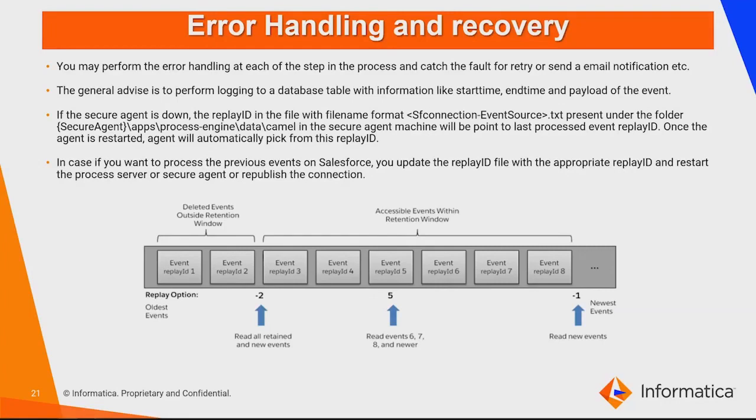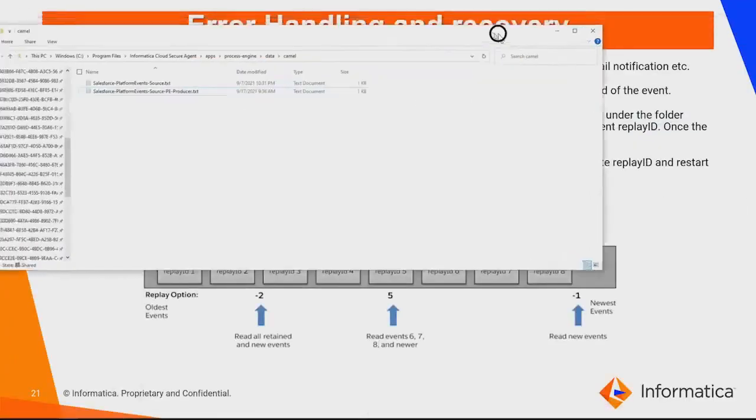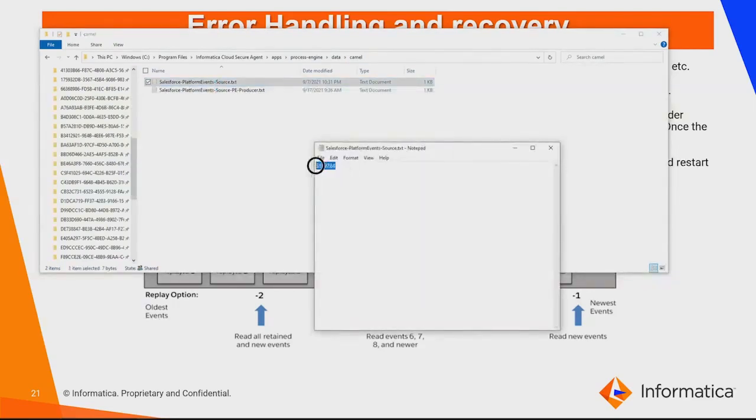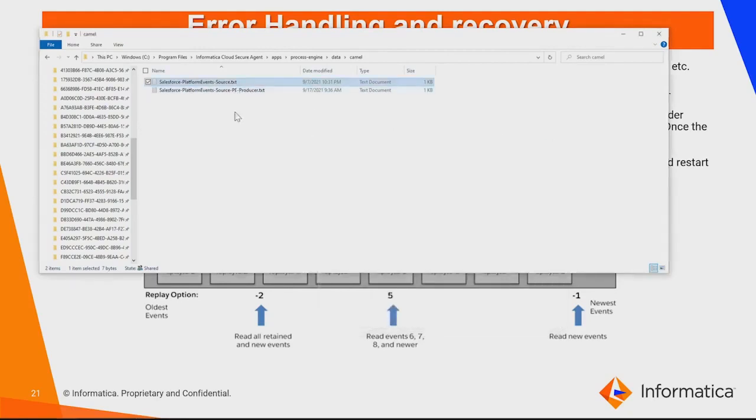And the files that I was referring to are stored in this location in Informatica Secure Agent. You need to go to the installation directory of Informatica, under which you will see apps, process engine, data, and camel. You will see multiple such files based on the number of connections and consumers you might have. So here, we have a reply ID as 81897884, which means this connection consumer is going to read all the events after this particular reply ID. You can specify and update the file and restart the Secure Agent to read from a particular point in time.